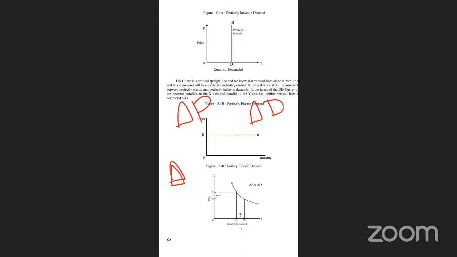This graph you already did in demand, right? This is P. This one is P1, P2, D1, Q1, Q2. The change of one of the determinants is leading to the change in demand. Change in price is leading to the change in demand. When a percentage change in the price leads to a percentage change in demand, this curve you need to draw.